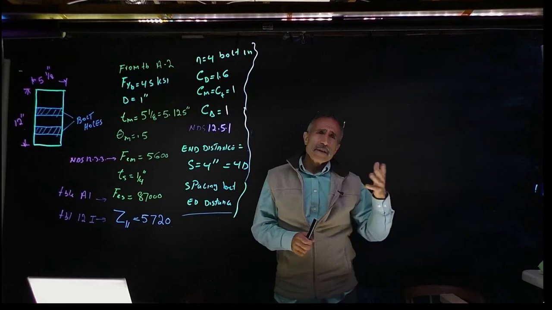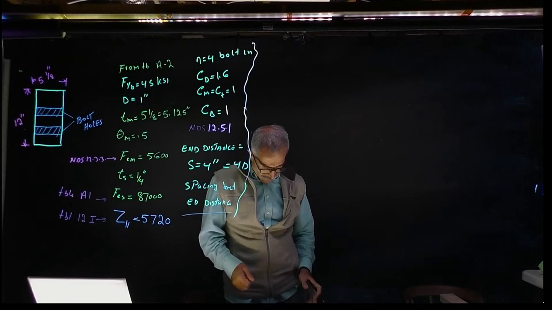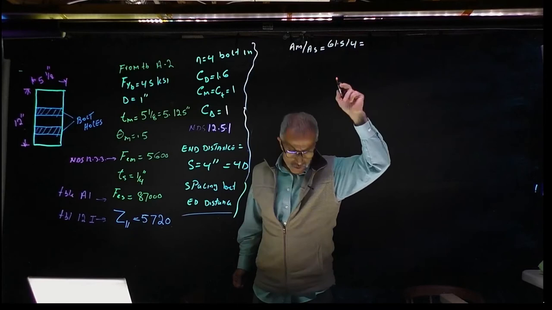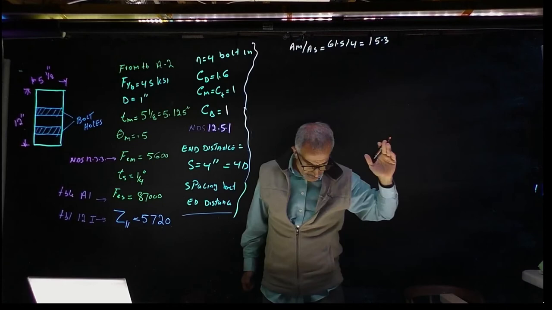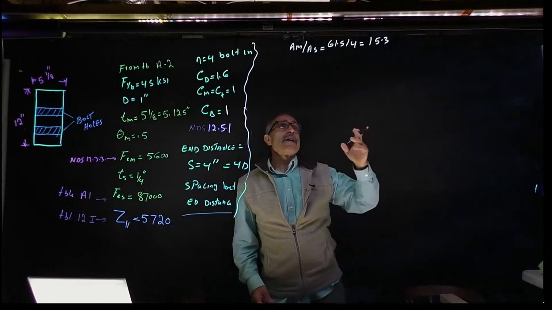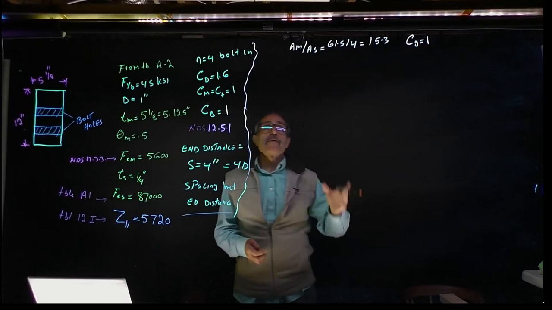There's another way we can find it, which is easier using a table. If we go ahead and calculate AM divided by AS, in our case, AM was 61.5 divided by 4, and that comes out to 15.3. If you use the interpolation formula from this table, I had it on 11.36, which I talked about, we can find CG also comes out closer to 1. But the formula gives you the exact correct one. I'll just go that way and get it done. All right, so now we finished that.